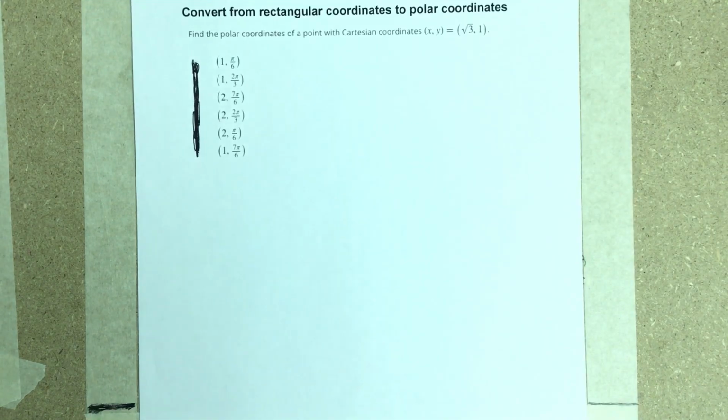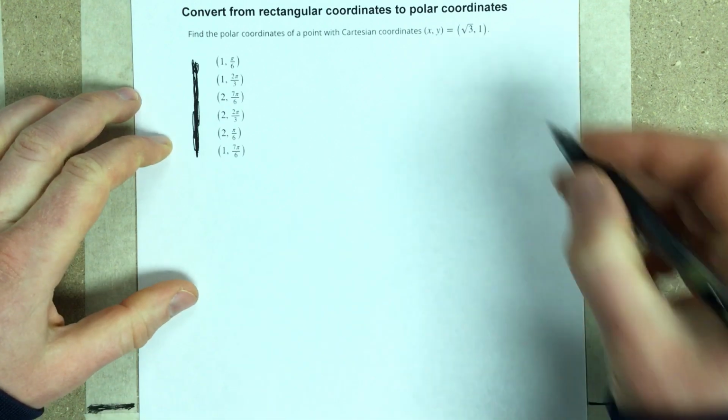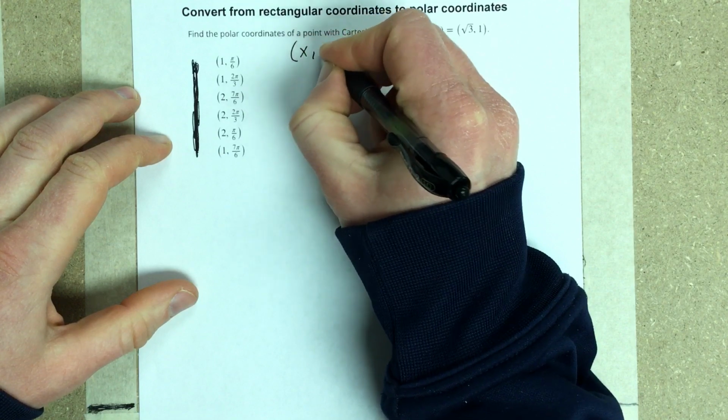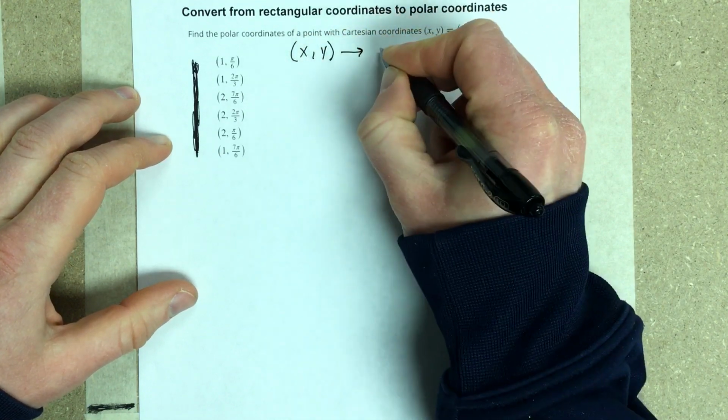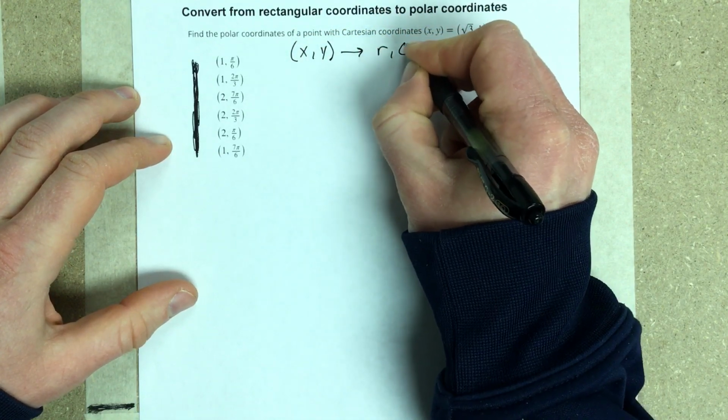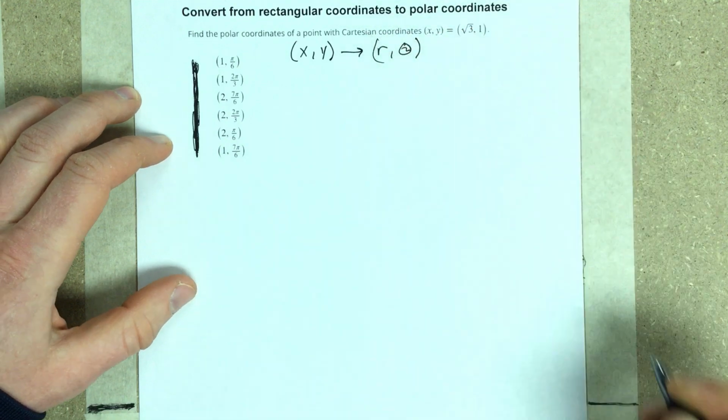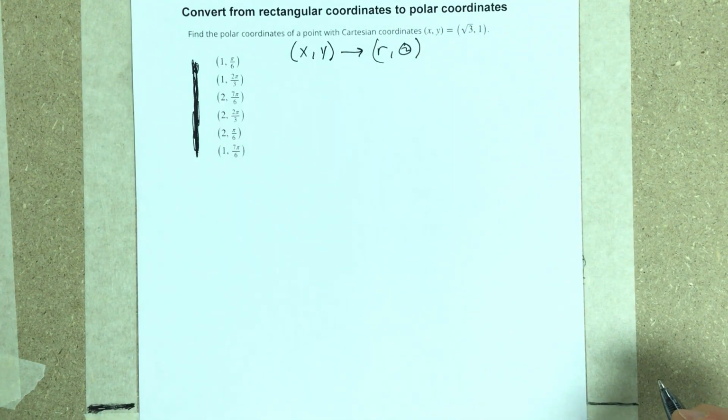In this video, we're going to convert from rectangular coordinates to polar coordinates. It says find the polar coordinates of a point with Cartesian coordinates x, y equal root 3 and 1. So we want to go now from x, y to radius, theta. Now to do this, we're going to have to use some trigonometry.